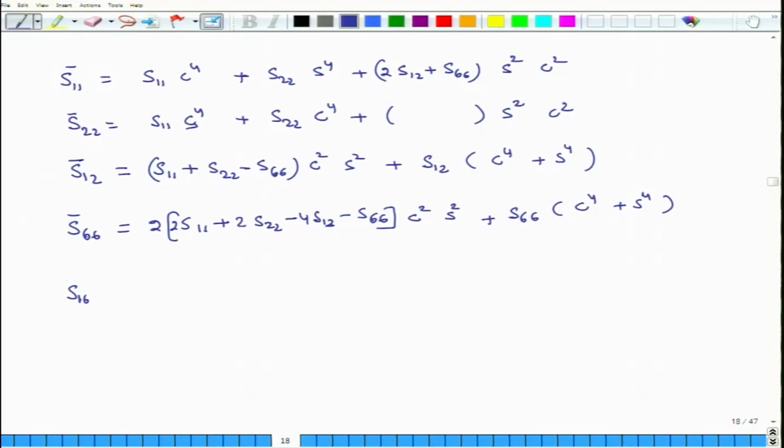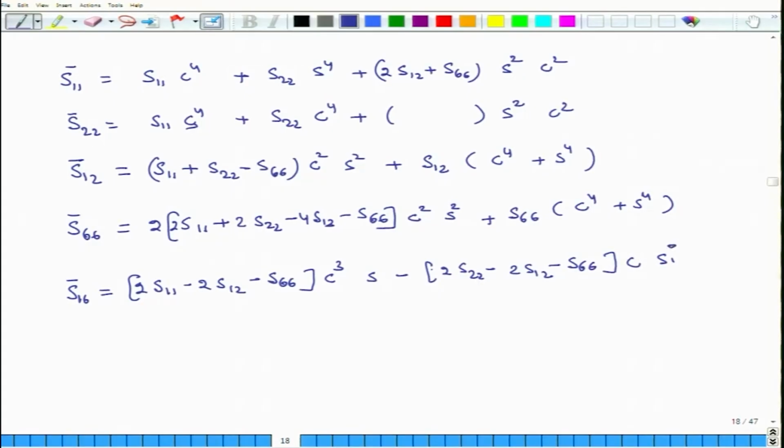and then S16 bar equals (2 S11 minus 2 S12 minus S66) cosine cube times sine, minus (2 S22 minus 2 S12 minus S66) times cosine times sine cube, and S26 bar equals this entire thing, but this is sine cube times cosine, minus this entire thing times cosine cube times sine.